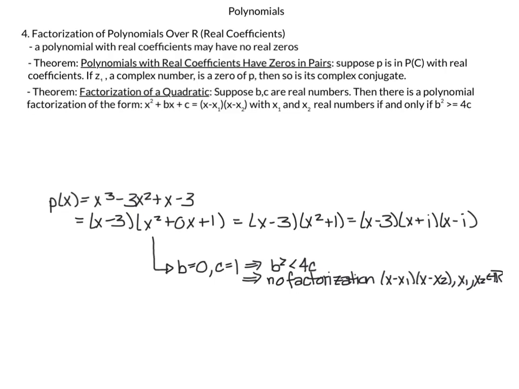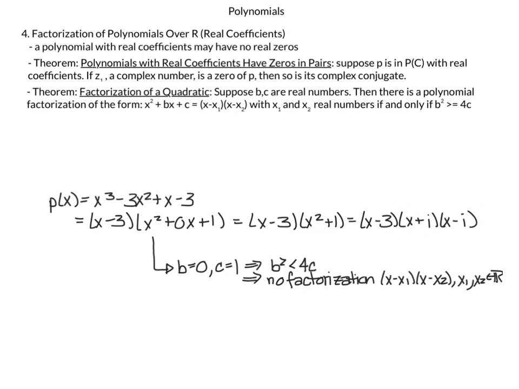Again, looking at our last example, P of x equals x cubed minus 3x squared plus x minus 3, at some point we get this x squared plus 0x plus 1, where b is equal to 0, c is equal to 1, and also a is equal to 1. Here you can see that b squared is less than 4c, which means there's no factorization of the form x minus x1, x minus x2, where x1 and x2 are real. There's only a factorization where we have complex numbers.